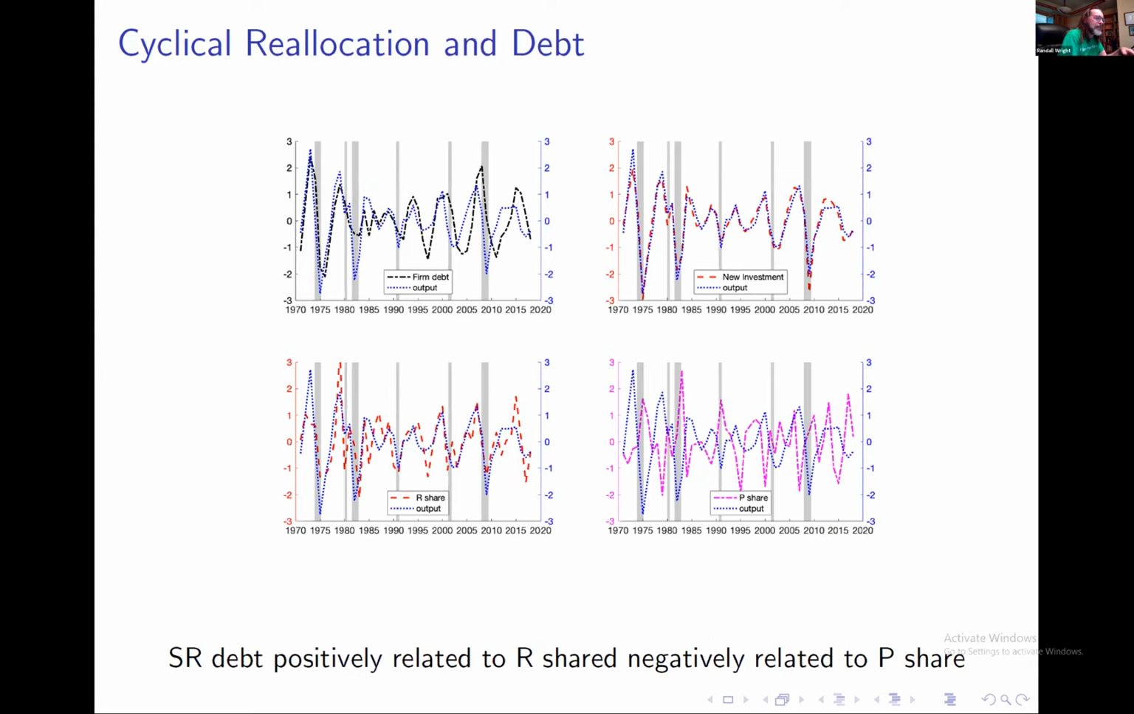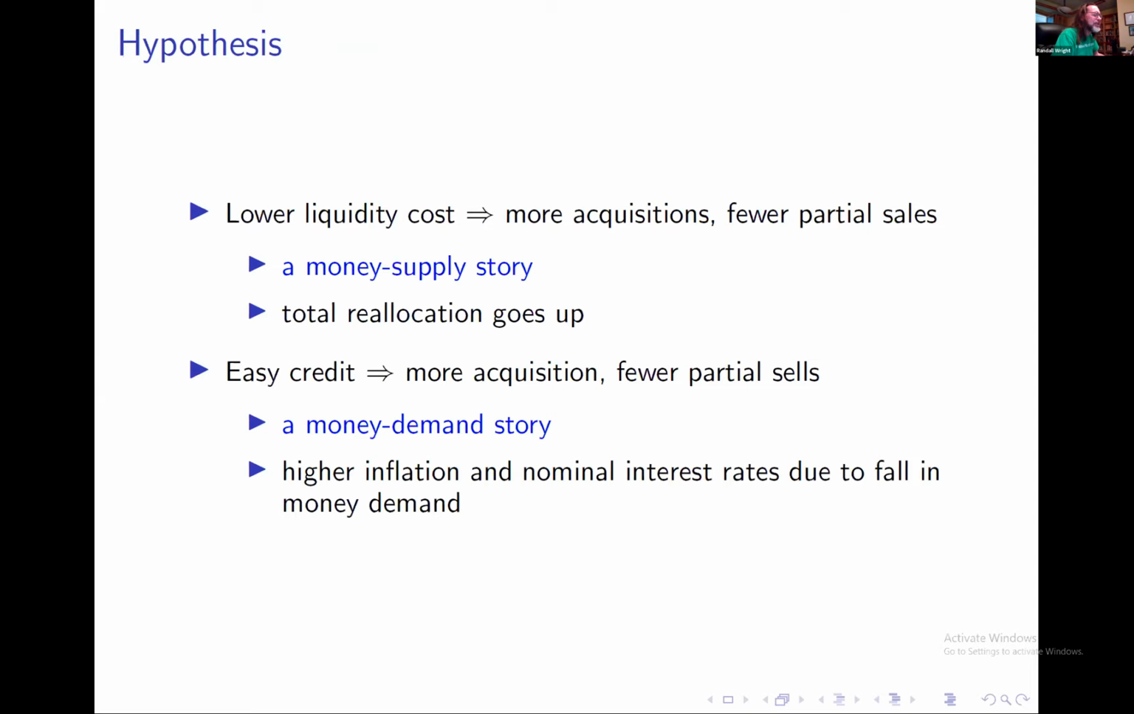So here's our hypothesis. In the long run, when the cost of liquidity is lower, as captured by lower inflation rates, we've also used nominal interest rates, including T-bills and corporate bonds, and it works about the same, there's going to be more acquisitions because firms will be more liquid. And within acquisitions, fewer partial sales because they won't be bumping into their liquidity constraint as much. So this is a money supply story. On the other hand, in the shorter run, we're going to think about credit shocks. What do credit shocks do?